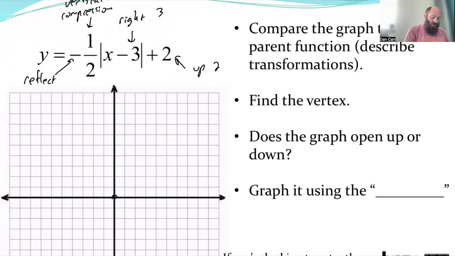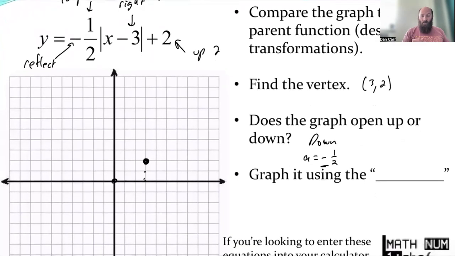So if I look at the origin as my starting point, I'm going to go 1, 2, 3 to the right. No other changes for the vertex, but I am going to go up 2 right there. So there's the graph vertex. The vertex is going to be at the point 3, 2 here. Does the graph open up or down? It's going to be down thanks to our a being a negative 1/2. So it's the negative number that makes it go down, or opens down.